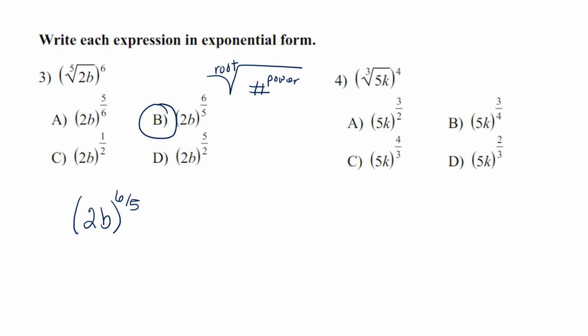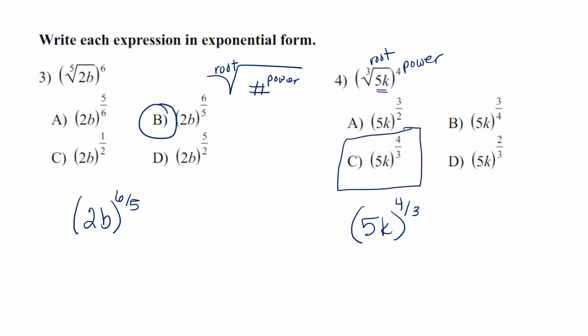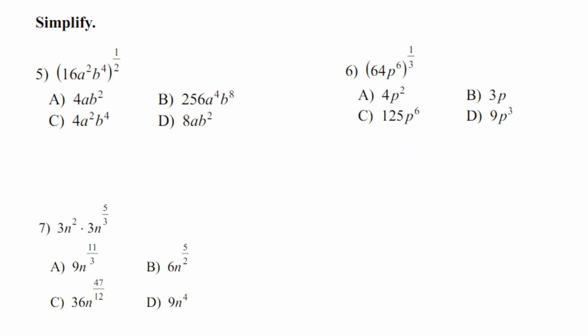For number 4, again, both terms are under the radical, so I'm going to write those in parentheses. I'm going to raise them to the power of 4 over the root of 3. So it's going to be to the power of 4/3. You could separate those out, but none of our answer choices are, so let's just keep it like it is. There we go, 5k to the 4/3 power.